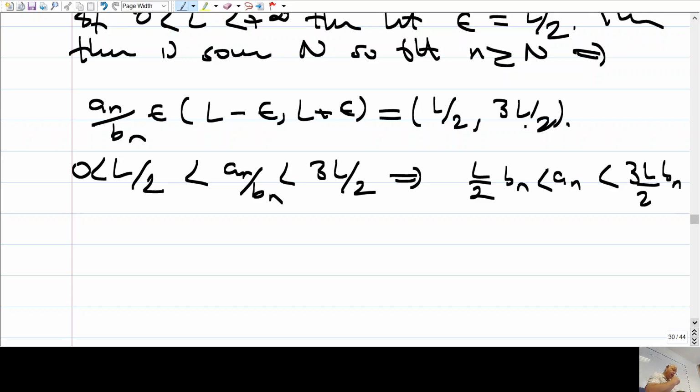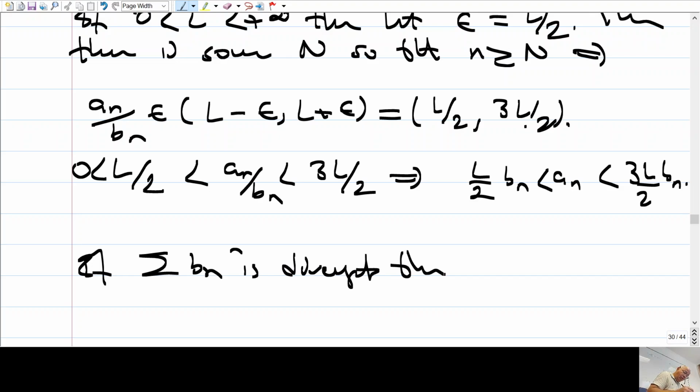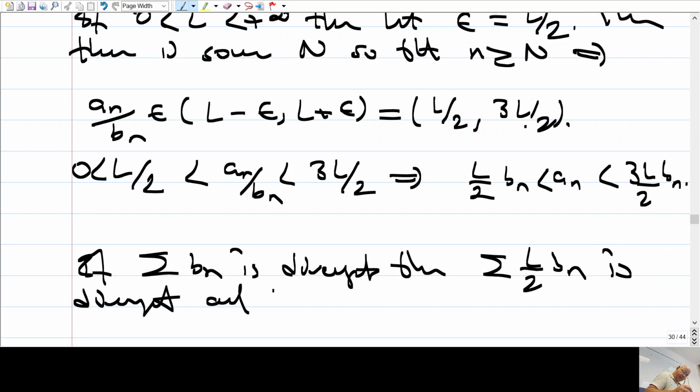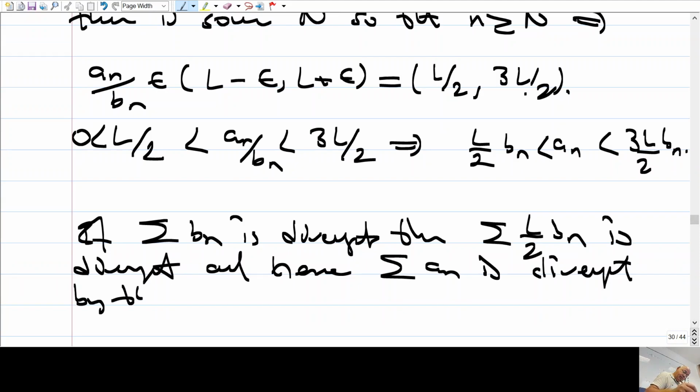And again, now this time we are given that the sum of b_n is divergent. If this is divergent, then of course L over 2 times b_n is divergent, and hence a_n is divergent by the comparison test.